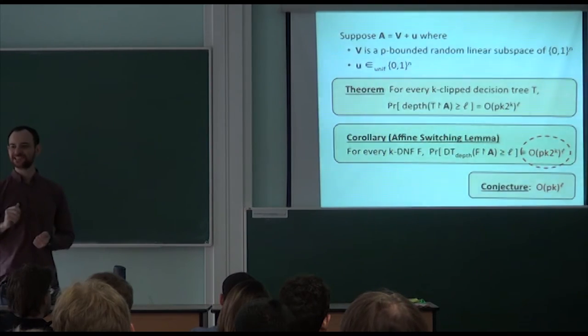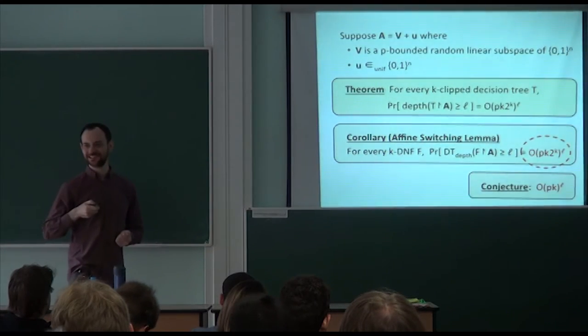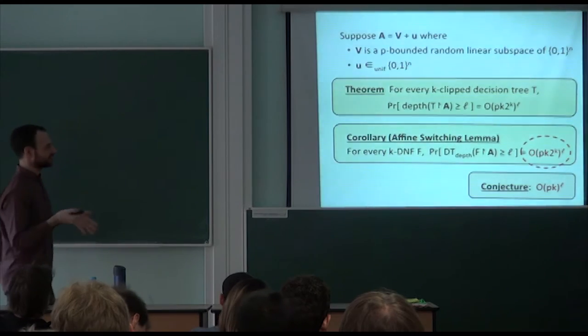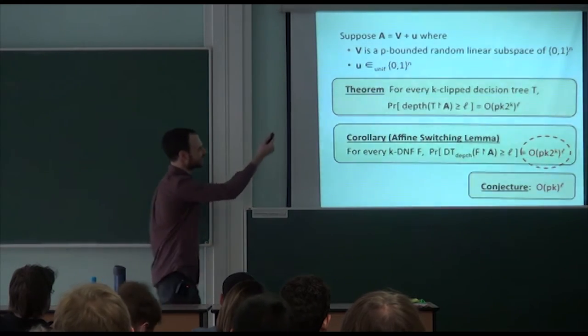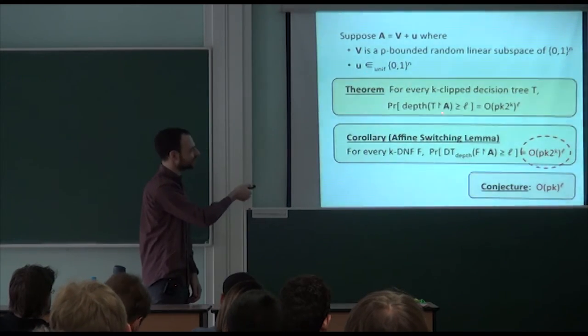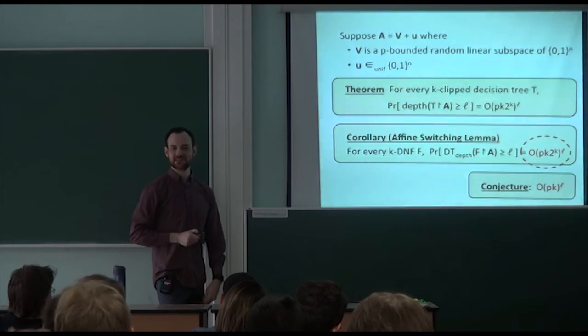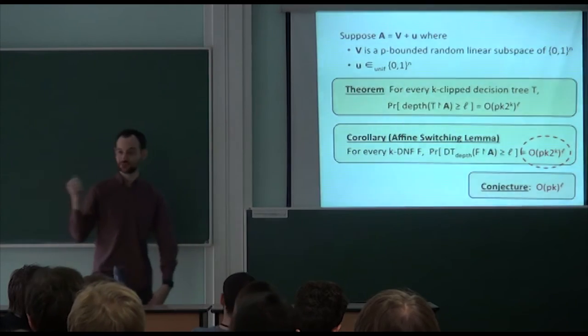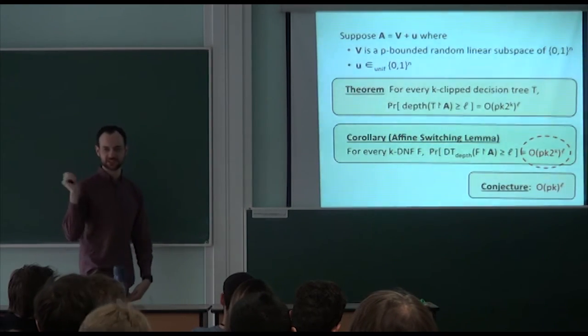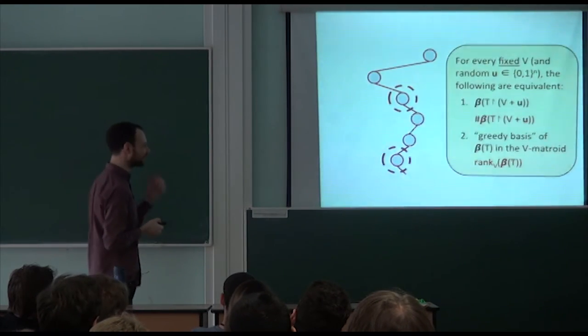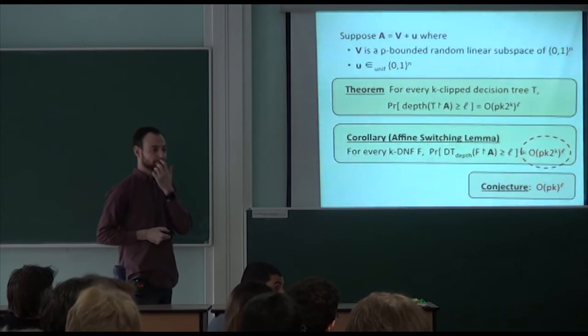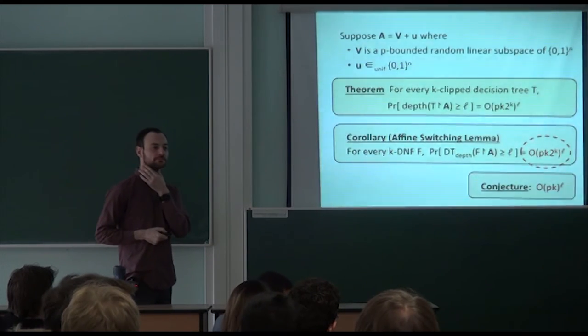Is there a distribution other than subcubes? I'll discuss one in a second. Of course, this isn't just an exercise in trying to generalize definitions. We have a very particular distribution on affine subspaces where we apply this, and I'll show that in a minute.